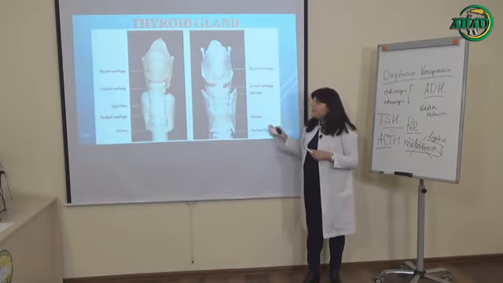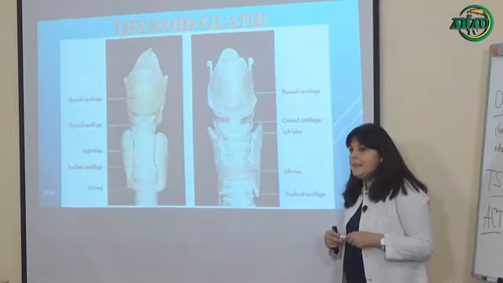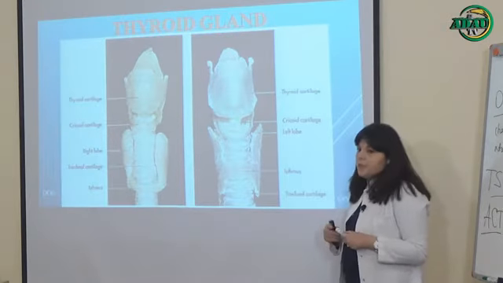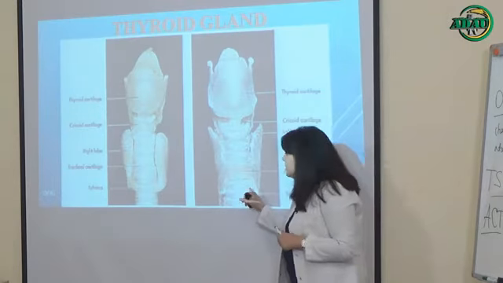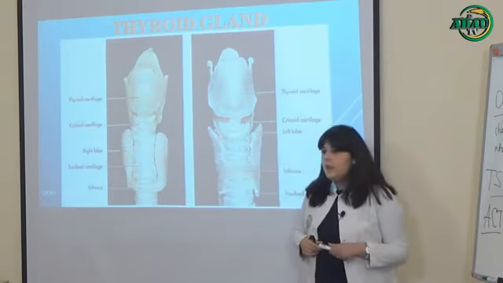So in all domestic animals, with the exception of the pig, this gland has two lobes. There's a right and a left lobe. These lobes are connected to each other by the isthmus. You can see here the isthmus, which connects the two lobes to each other.